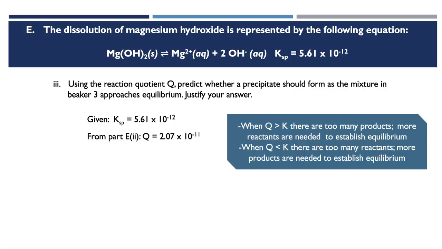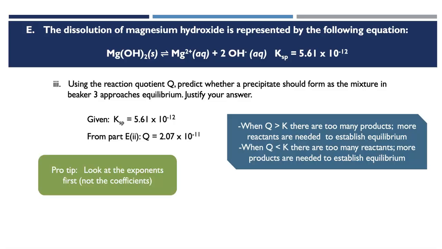So if we look at the information that we have from our answer to E part 2 and the K that we were given, we can see right away that Q is greater than K. The key here is to look at the exponents. It's not the coefficients that matter initially.